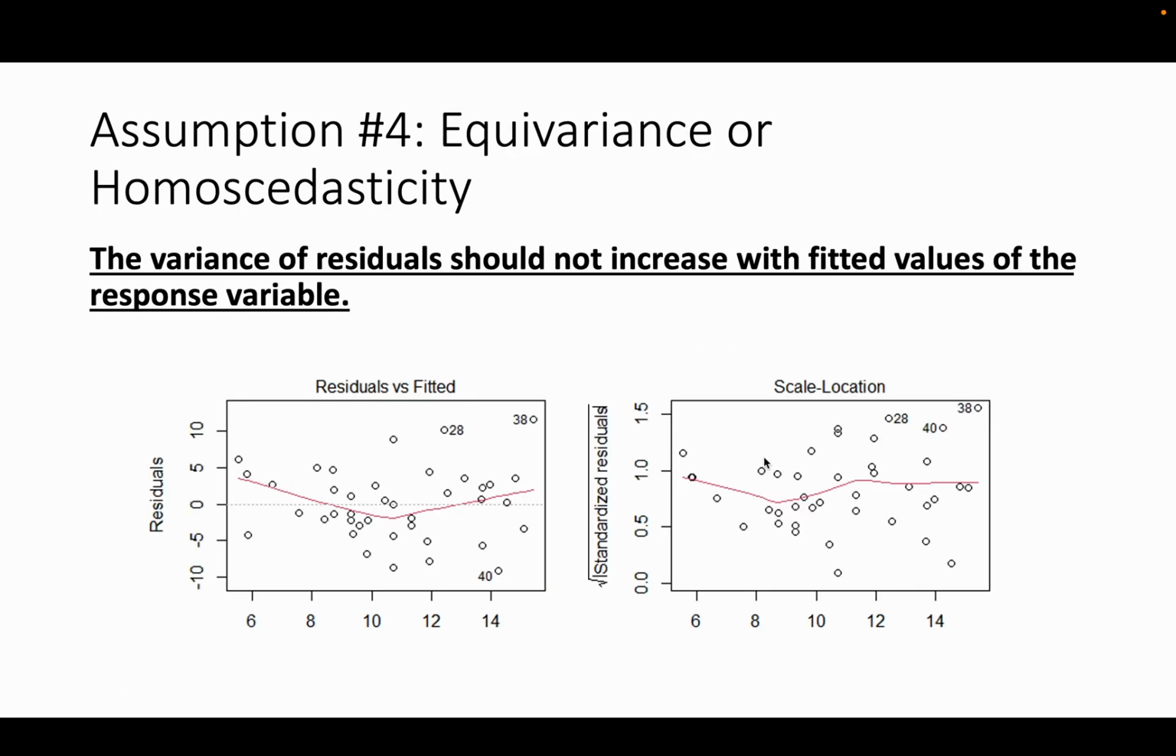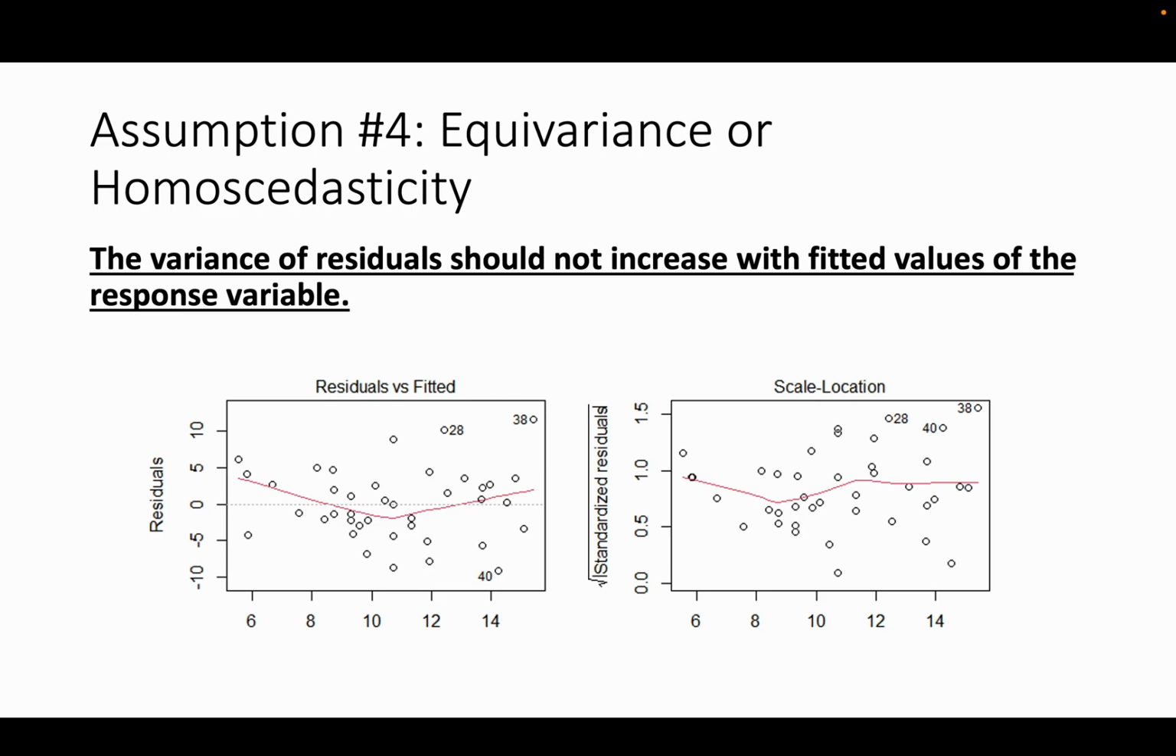And then lastly, equivariance or homoscedasticity. What this refers to is that the residuals should not increase with fitted values of the response variable. So we already talked a little bit about how, when we talk about independence, we would expect each individual observation to be independent of the previous one or of the next one. But what we should also see is that the variance of residuals should not increase or decrease with fitted values of the response variable.